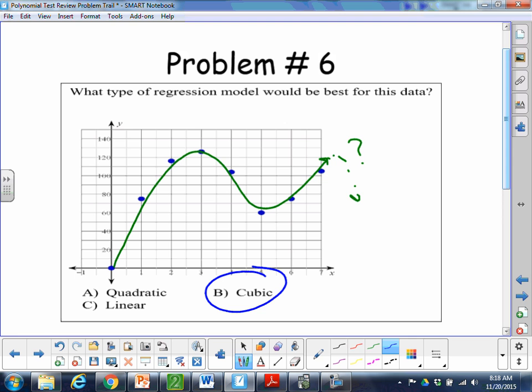Now, if we know it decreased again, then we'd have to go higher degree than cubic. But from what we see, who knows? We're not sure. So I would probably go with cubic for this one, but definitely not quadratic or linear.